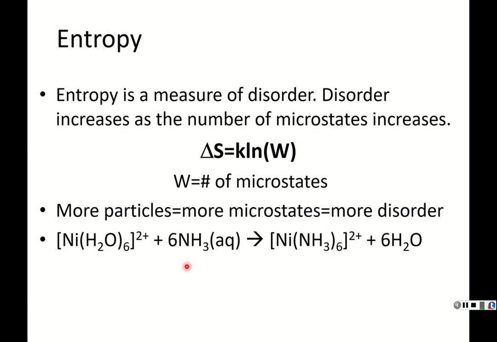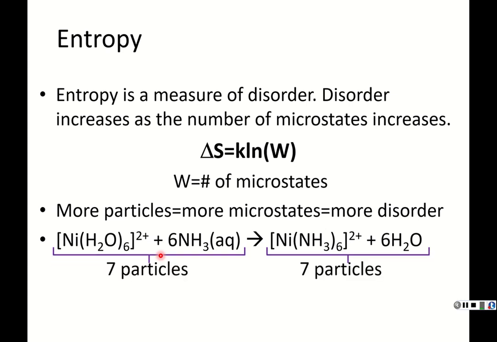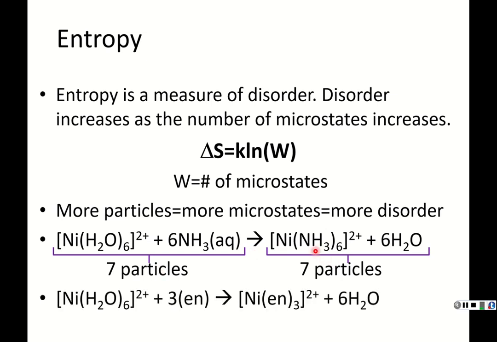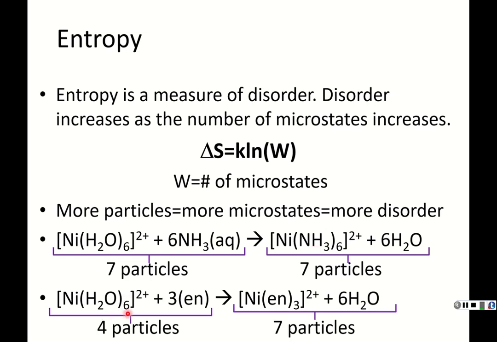So when we look at these two reactions, let's count up the number of particles we have. When we're coordinating with 6 NH3s, we have the same number of particles on both sides of the arrow. For the other reaction, coordinating with 3 EN groups, we're going from 4 particles on the reactants to 7 particles, right? Because we're taking those 3 bidentate ligands, connecting them to the nickel, and that's freeing 6 water molecules.